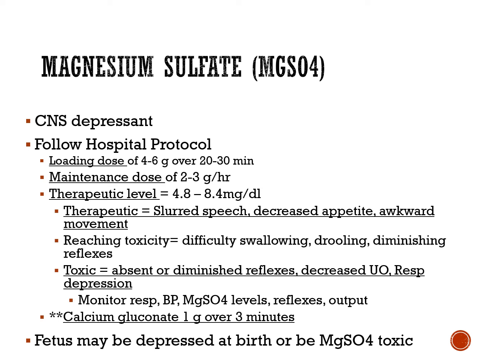You're monitoring for that MAG toxicity, okay? So with MAG toxicity, what are we going to see? We're going to see those reflexes disappear when the level of MAG is at 9 to 13 milligrams per deciliter. You're going to have respiratory depression at 14 milligrams per deciliter, and you can have cardiac arrest if it gets as high as 30 milligrams per deciliter.